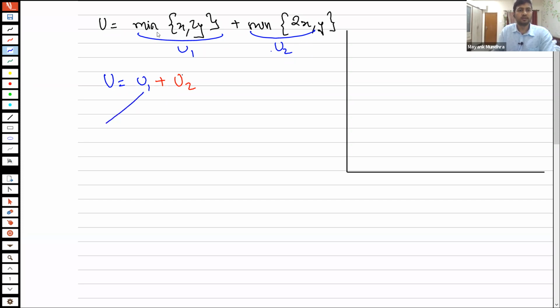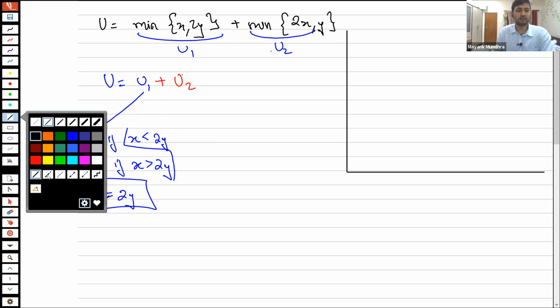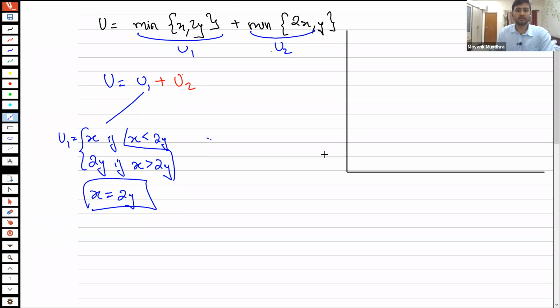Since it is min of x comma 2y, u1 will be equal to x if x is less than 2y, and it will be equal to 2y if x is greater than 2y. So the dividing line is x equals 2y between these two functions. So I have to draw the line x equals 2y. This is the boundary line, so to say. That would be the first thing I have to do. x equals 2y is y equals x by 2, so it will be a line with slope half, m equals half.